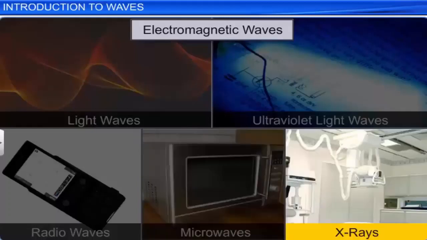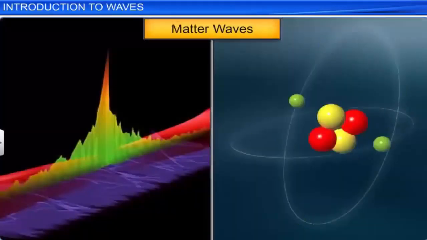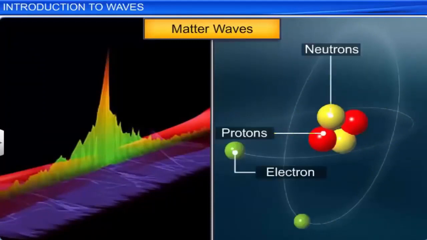Matter waves are associated with moving electrons, protons, neutrons, and other fundamental particles. The electron microscope works on the principle of the motion of electrons, thereby constituting matter waves.